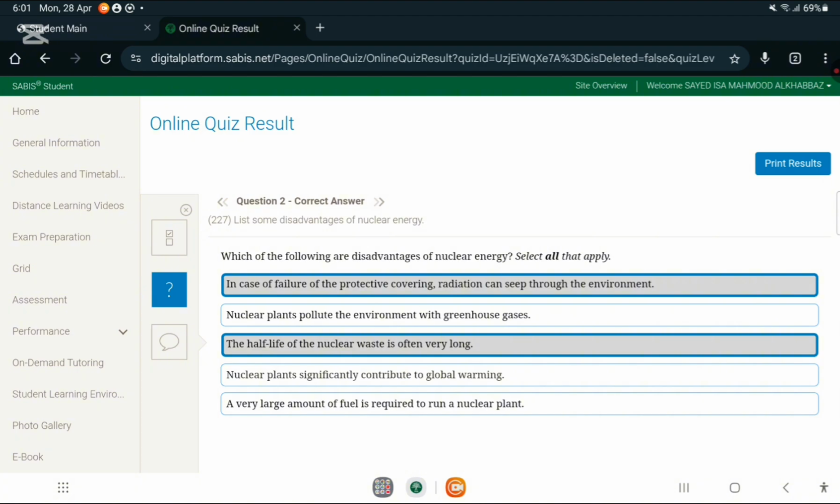Okay. Nuclear plants significantly contribute to global warming. As we said, it does not make a difference, and I don't think they exist. A very large amount of fuel is required to run a nuclear plant. That is false, because actually no large amount of fuel is required to run a nuclear plant, because the reactor is producing the energy. Okay, on to the next.